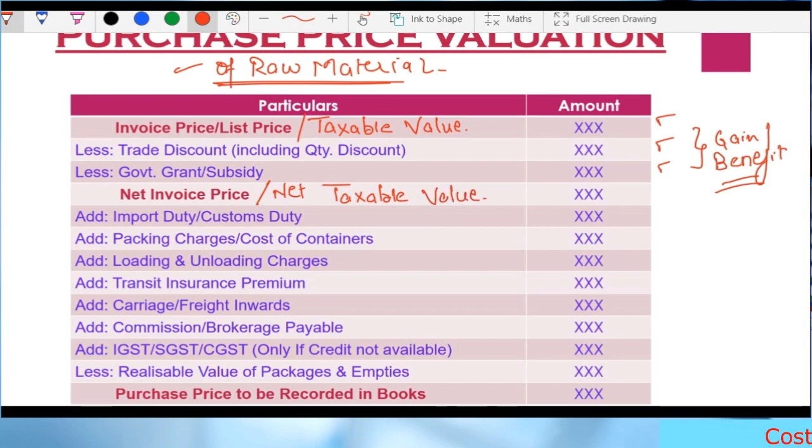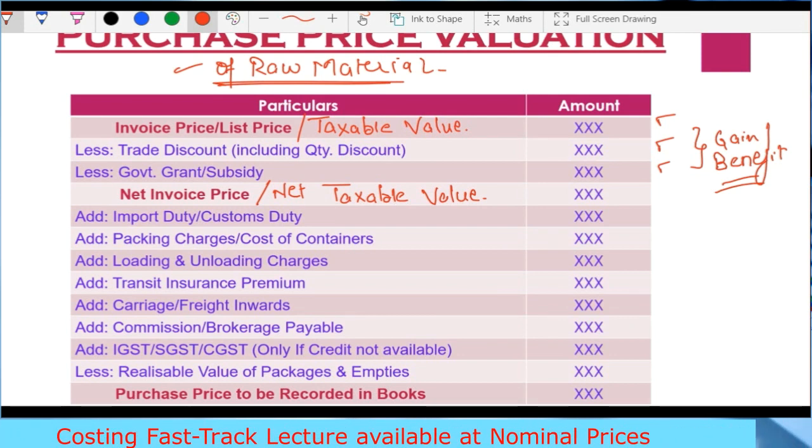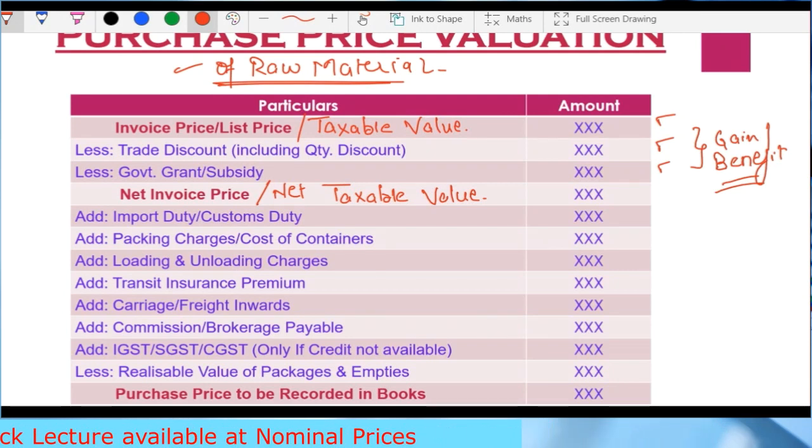Right? If any subsidy is receivable from the government, this will reduce our cost. That is why we are subtracting it. If there is any discount, it is again going to reduce our cost. That is why we are subtracting it.